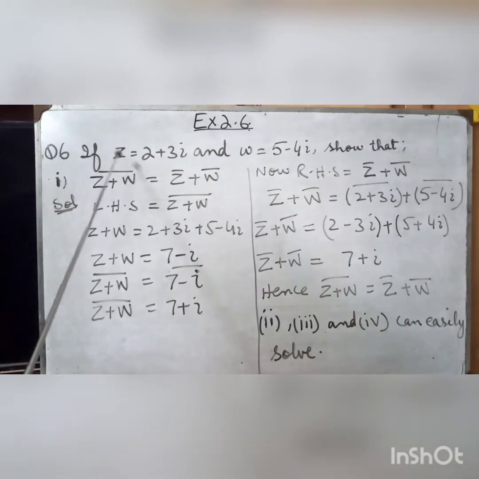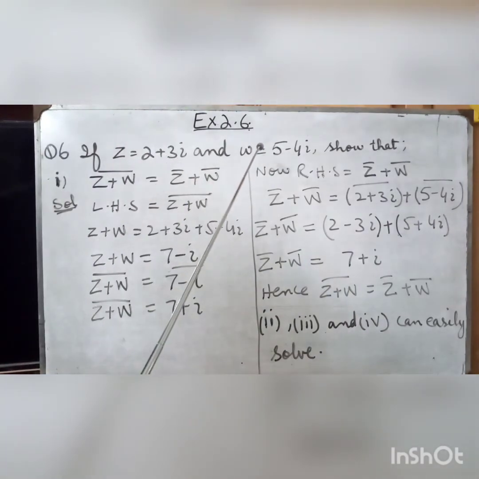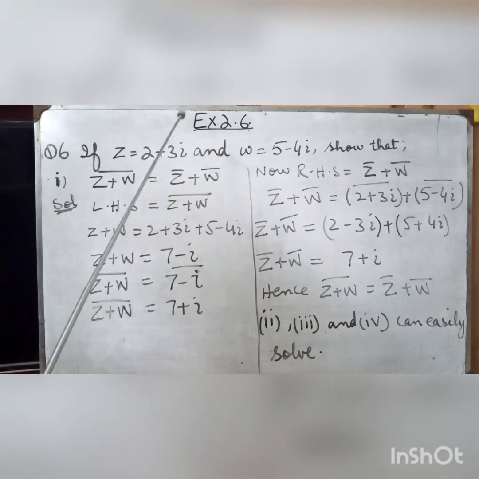Question number 6. If z is equal to 2 plus 3 iota and w is equal to 5 minus 4 iota, then show that conjugate of z plus w is equal to conjugate of z plus conjugate of w. Take the left hand side, that is conjugate of z plus w. First of all, we have to find out the sum of z and w, that is 2 plus 3 iota plus 5 minus 4 iota, which is 7 minus iota. So take the conjugate of z plus w, that is 7 plus iota.